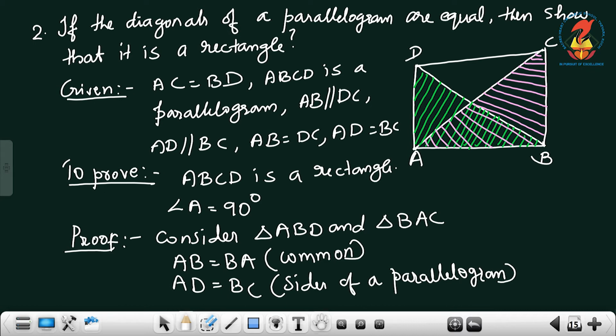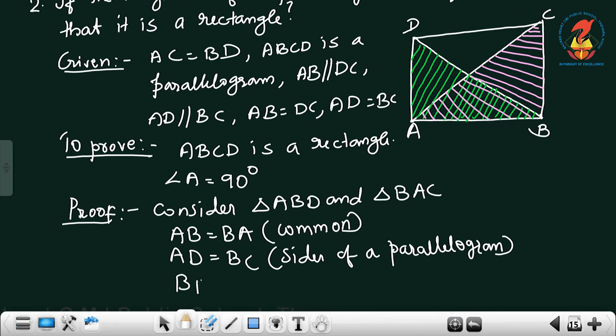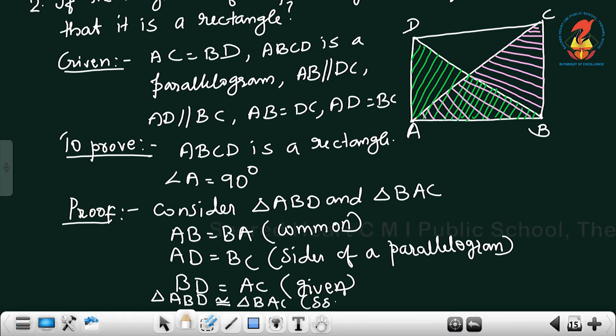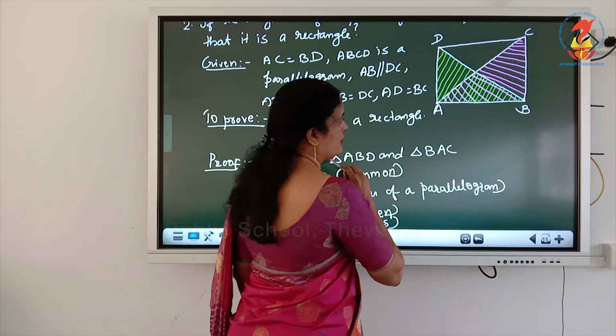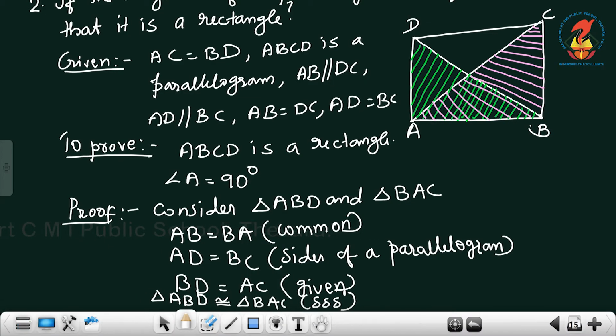Next here, BD equal to AC, given, diagonals are equal. Therefore, triangle ABD is congruent to triangle BAC by the SSS congruence criterion. Okay, these two triangles are congruent.